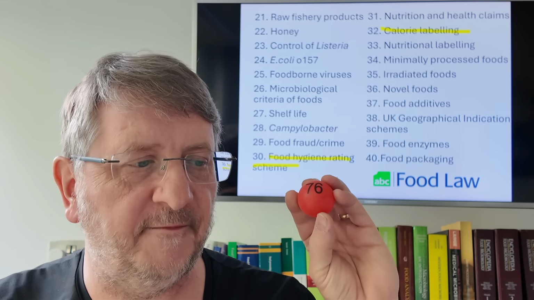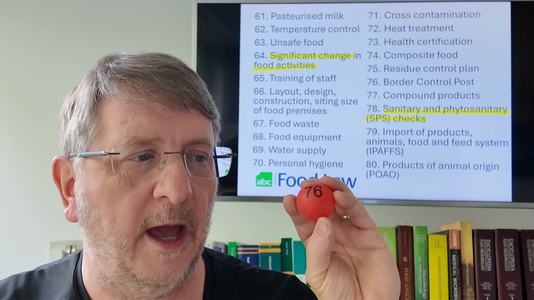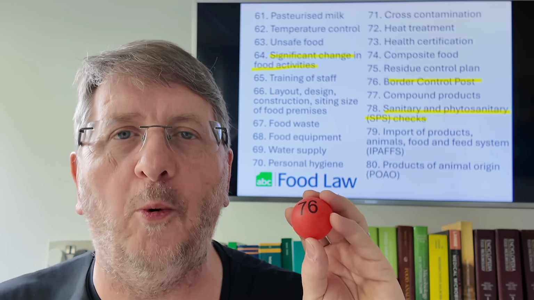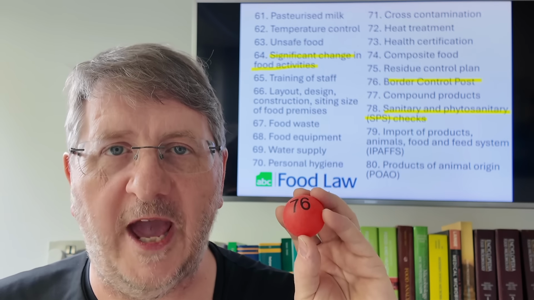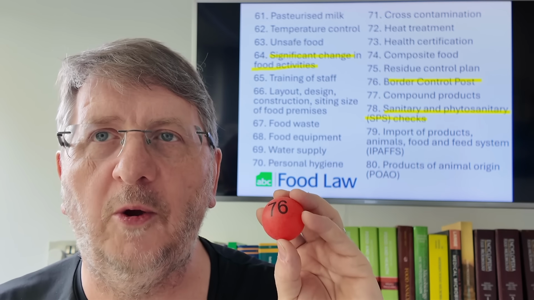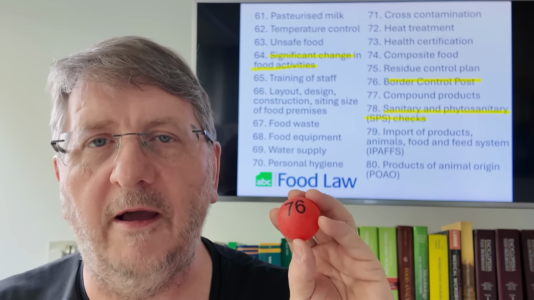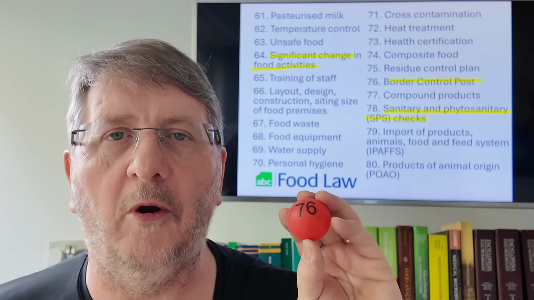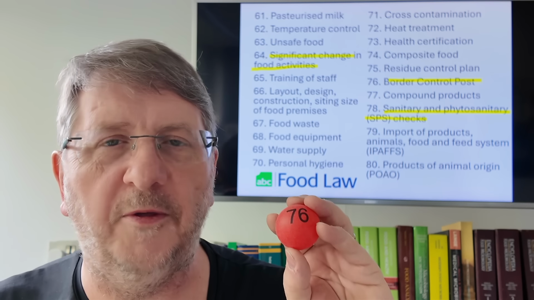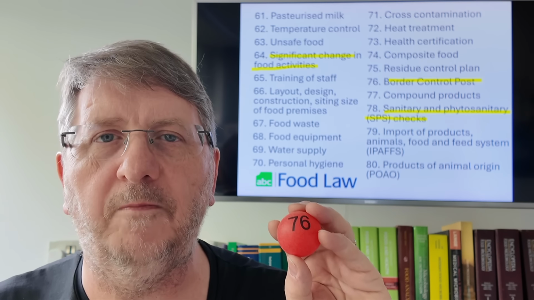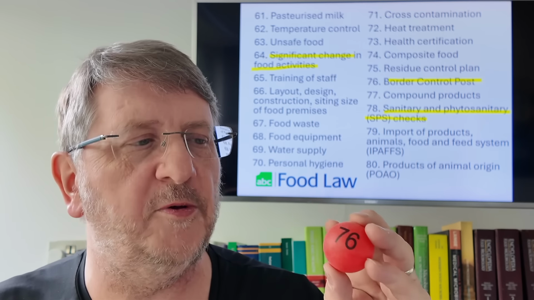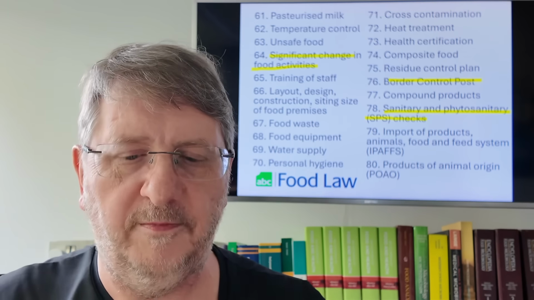We then have number 76, a border control post. A border control post is a port of entry which has been authorised for carrying out checks on imported foods. So typically a border control post will be looking at products of animal origin, live animals, or certain foods not of animal origin being imported in as part of our import control checks. So things like Felixstowe would have a border control post, Heathrow Airport, Southampton Port, these will have border control posts associated with them. So it's an import and export issue.